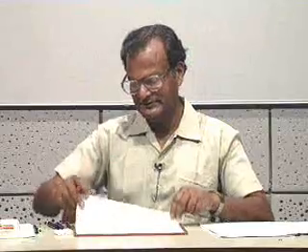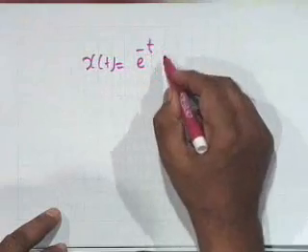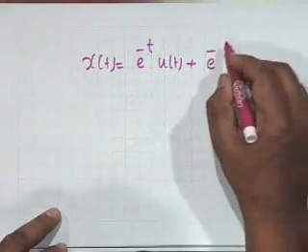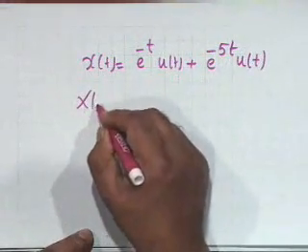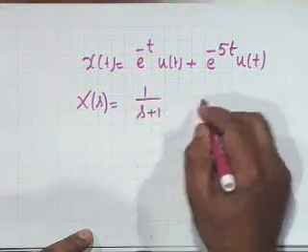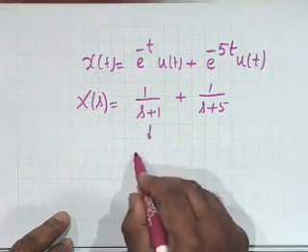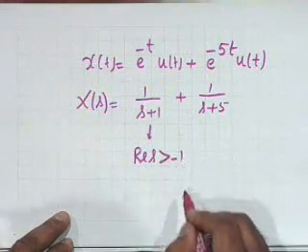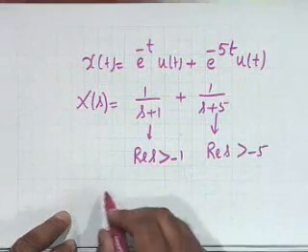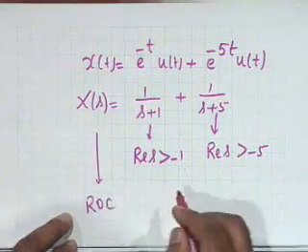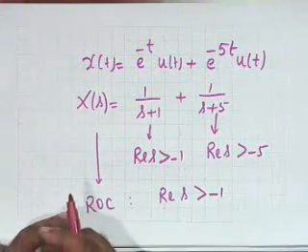To take an example, let us consider x of t as e to the minus t u of t plus e to the minus 5t u of t. Then capital X of s is 1 by s plus 1 plus 1 by s plus 5, and the ROC of the first is real s greater than minus 1, and the ROC of the second is real s greater than minus 5, and therefore the ROC of capital X of s is real s greater than minus 1. This is the intersection.